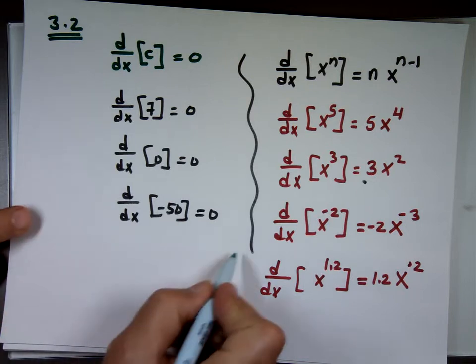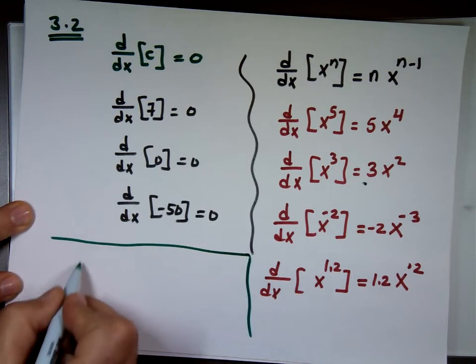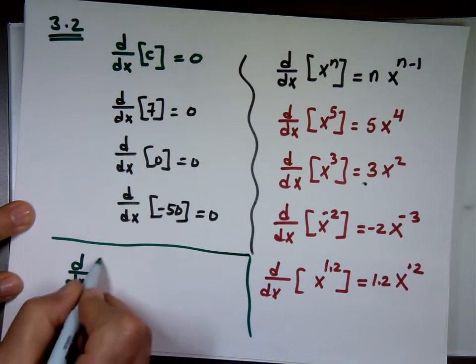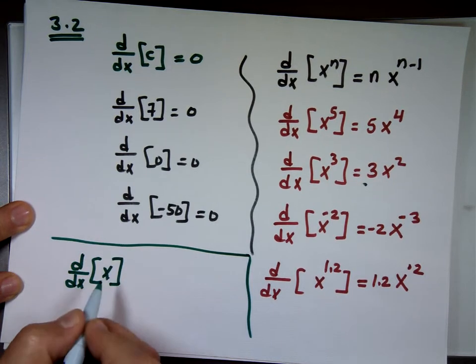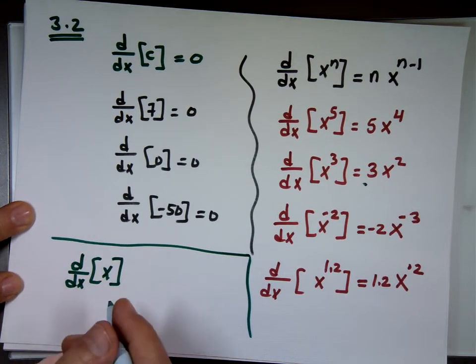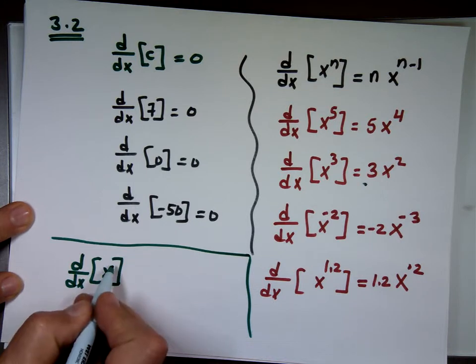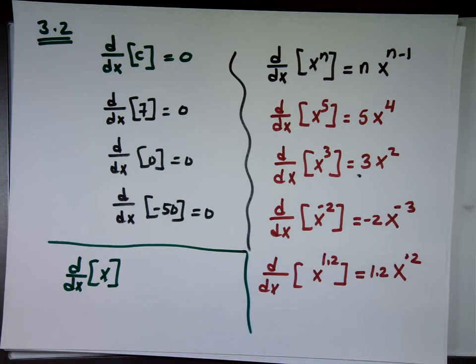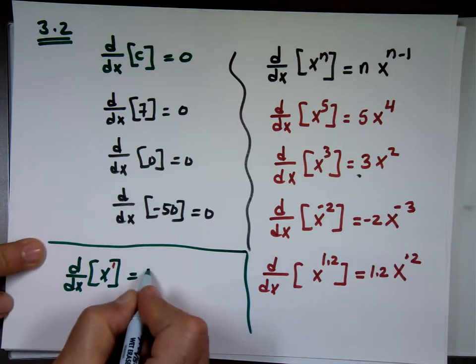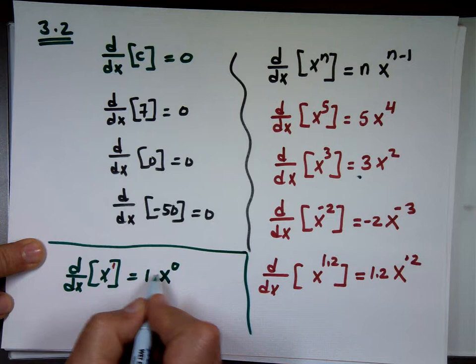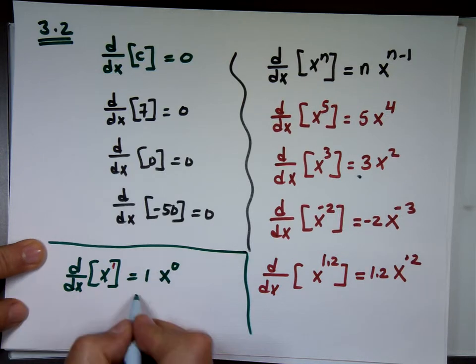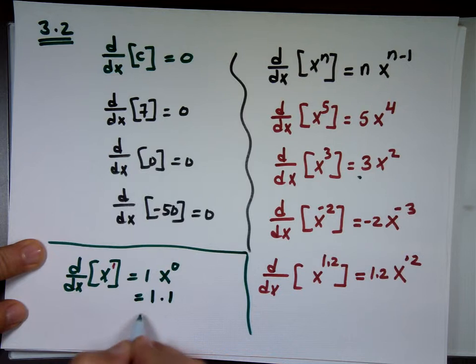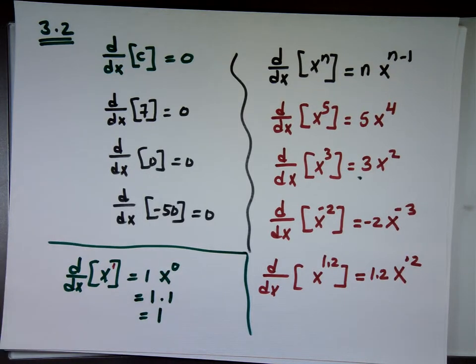Using that rule, what's the derivative of x? 1. Why 1? Because it's going to be x to the 0. Very good. Because the power of x right now is what? 1. We just never put it there. So you move your power to the front, which is 1, and you subtract 1 from the power. And anything to the 0 power is what? 1, so your answer is 1. So the derivative of x is always a 1.